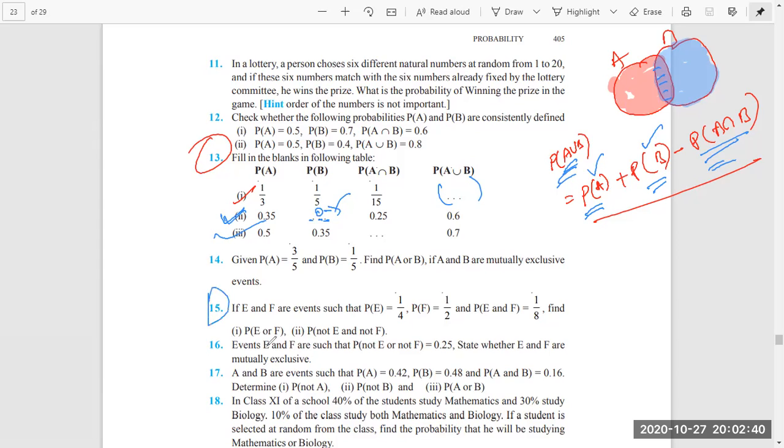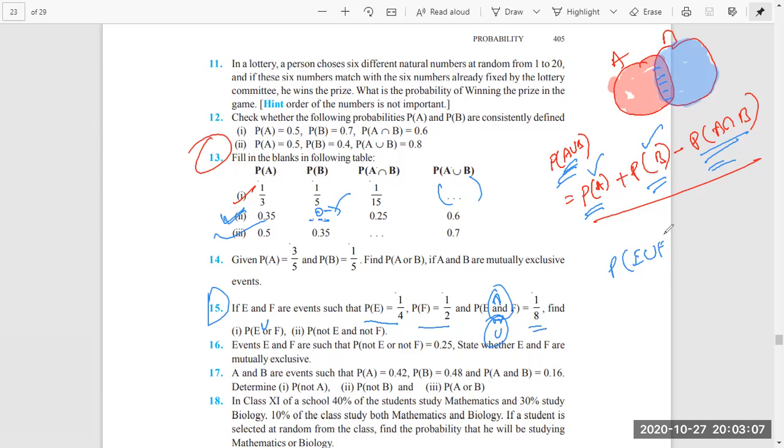So what is question number 15? If E and F are events such that probability of E is 1 by 4, probability of F is 1 by 2, probability of E and F is 1 by 8. E and F means E intersection F. If they say 'and', it means intersection. If they say 'or', that means union. Remember that. Find the probability of E or F. E or F means you have to find the union, probability of E union F.